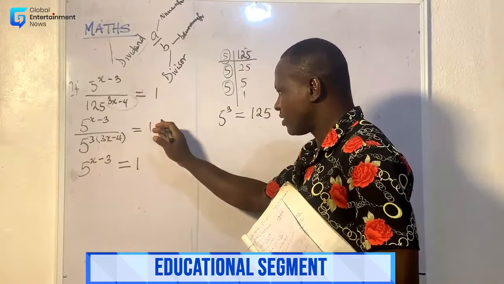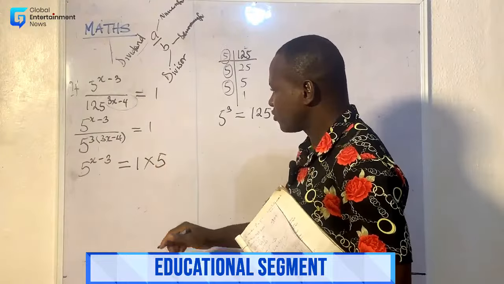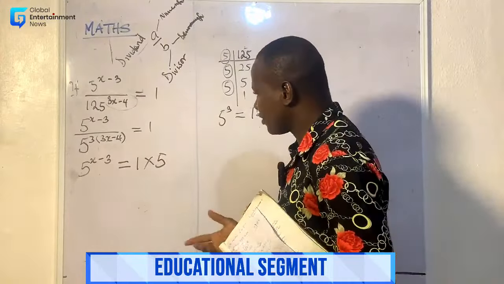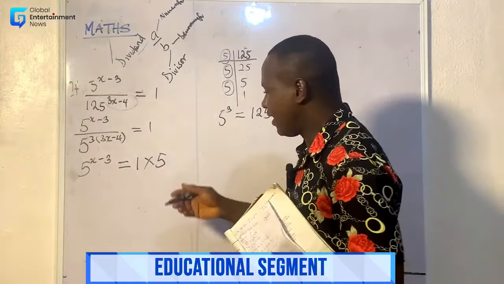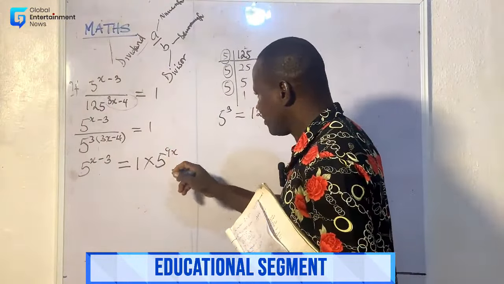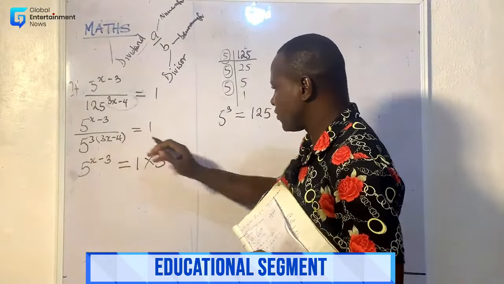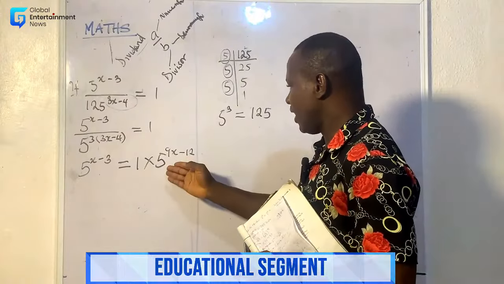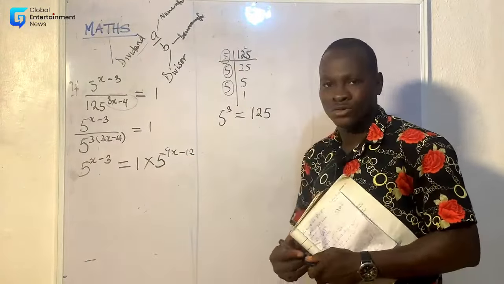1. Then we cross multiply, we have 5 raised to power, use this 3 to open the bracket. We have 3 times 3x, what is that? 9x, correct. Then we have minus 3 times 4, which is 12. So what we have here now is 5 raised to power 9x minus 12.